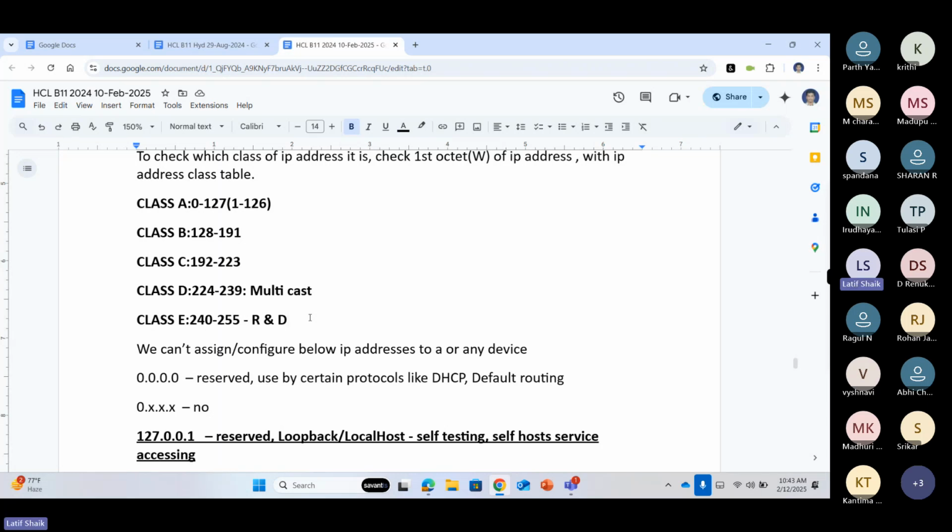And class D is a multicast address. Class D ranges also we can't assign to any device. The class D addresses are the multicast addresses.